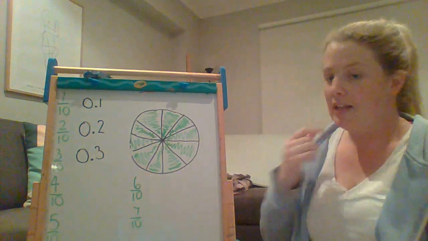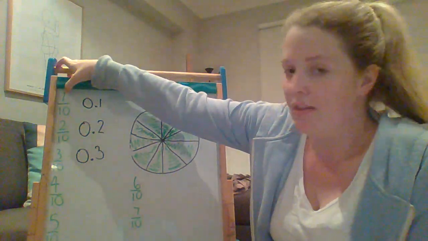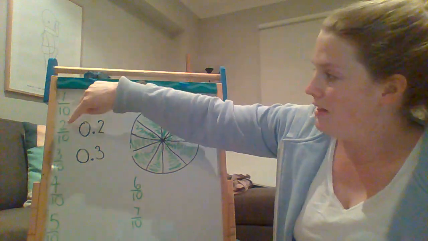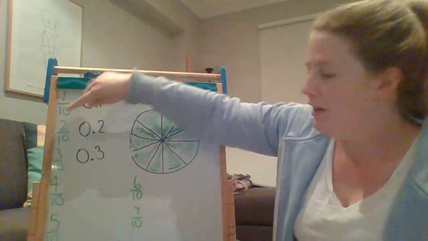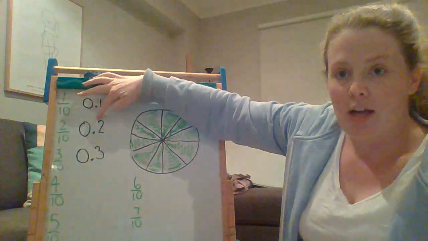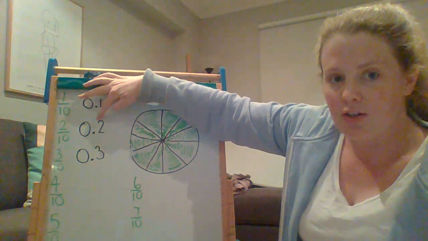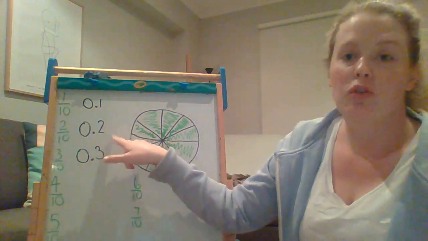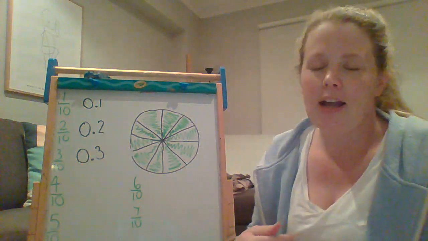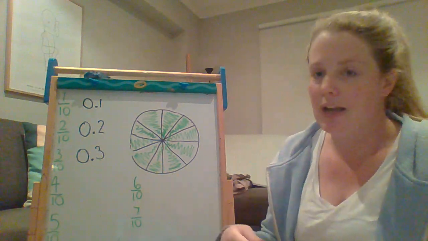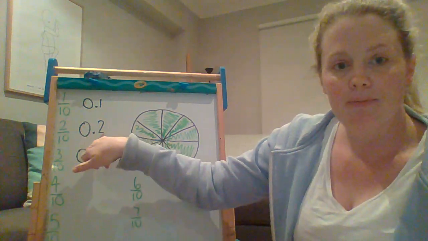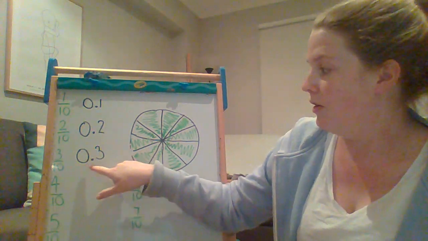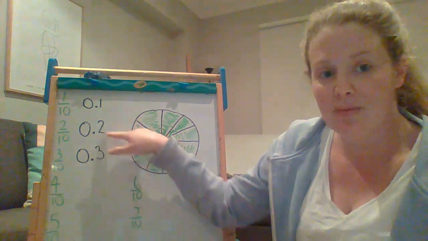Now, the way we say this is 1/10, and the decimal is also 1/10. This is 2/10 as a fraction, and then we also read the decimal as 2/10. Some people used to say 0.2, but we're trying to get out of that language now. We want to be saying 2/10. And this is 3/10 as a decimal.